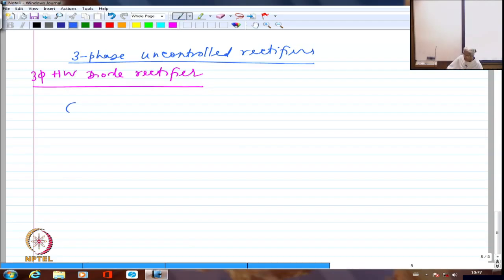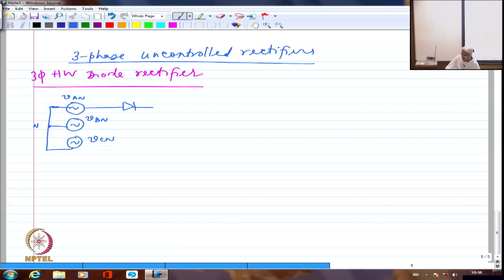So let us say I have 1, 2 and 3 phases. These are the 3 phases. So let me call this VAN, this is probably neutral, and this is VBN, and this is VCN. Three phase voltages which are 120 degrees shifted from each other, and I am assuming balanced voltages obviously. All of them are having the same magnitude, right? Peak magnitude is the same.